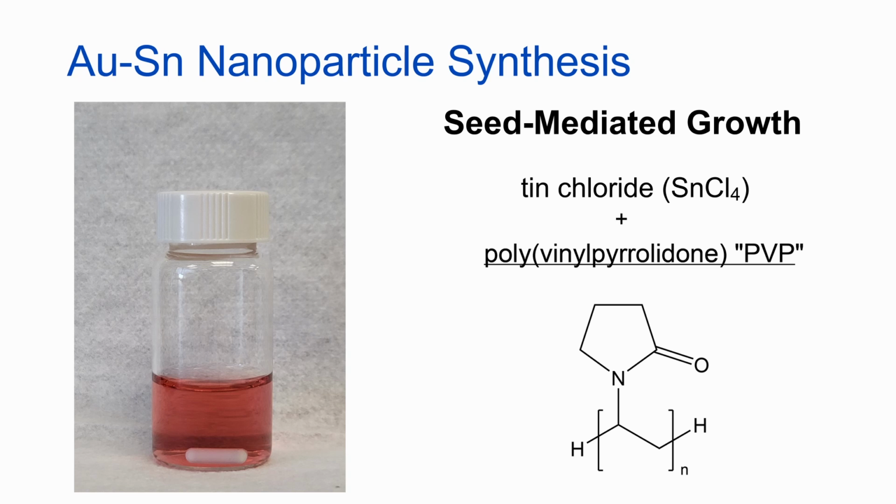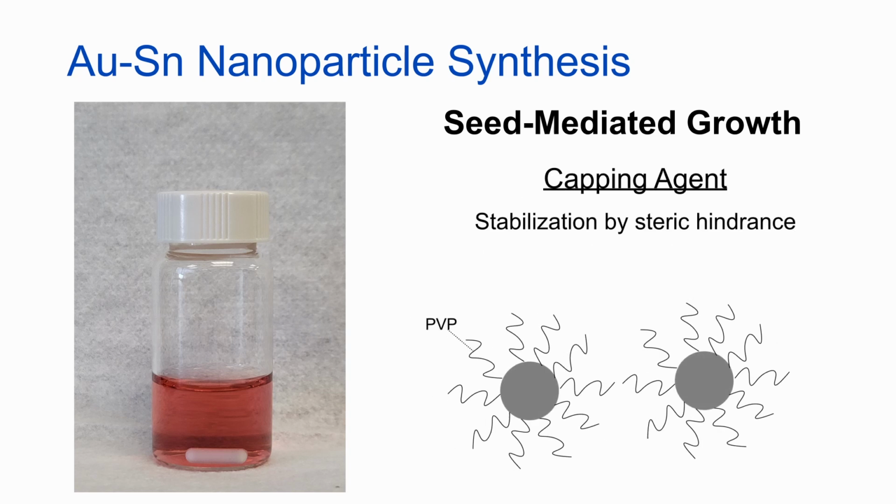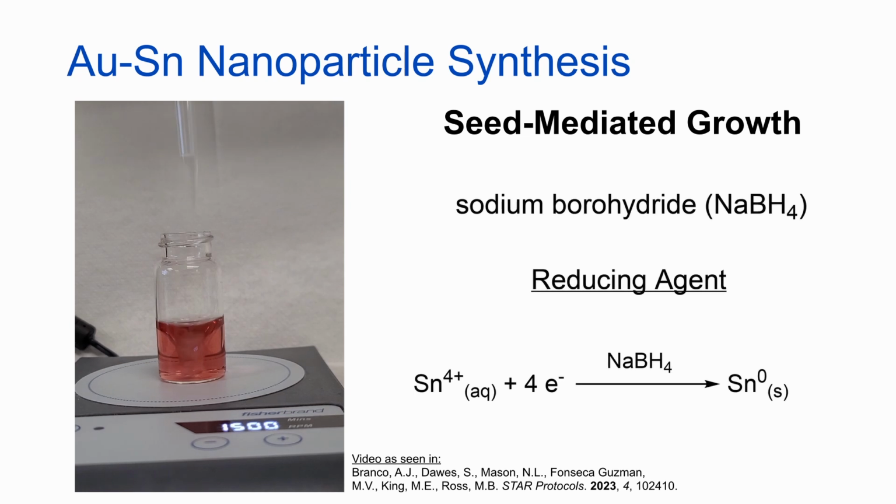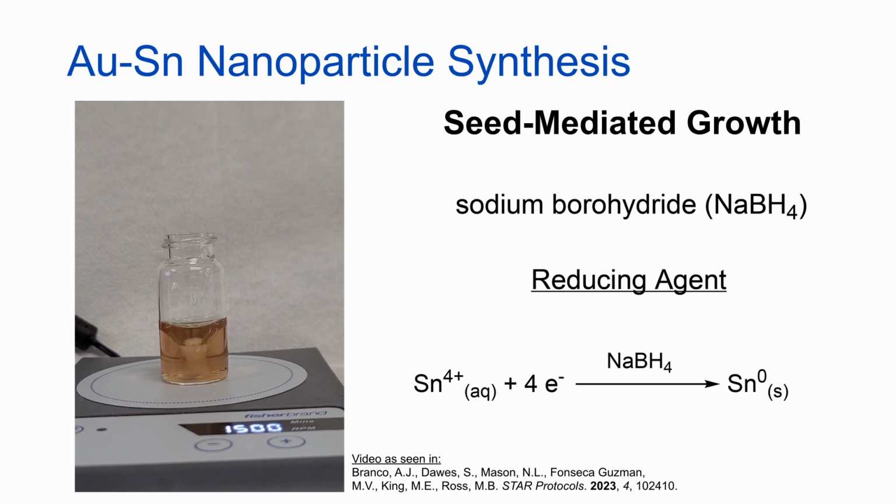The solution was heated to allow the tin ions to adsorb at the gold nanoparticle surfaces, and here PVP acts as a capping agent to prevent aggregation through steric hindrance. I then quickly added sodium borohydride, which reduced the tin 4+ ions in solution to solid tin. The chemical reduction proceeded under heating, and the tin diffused into the gold.